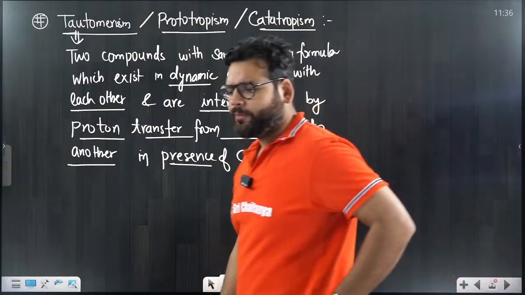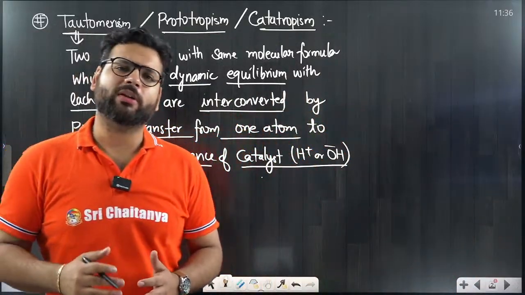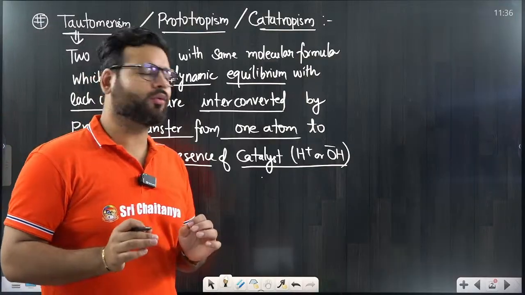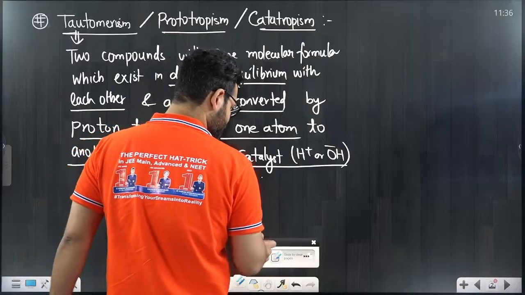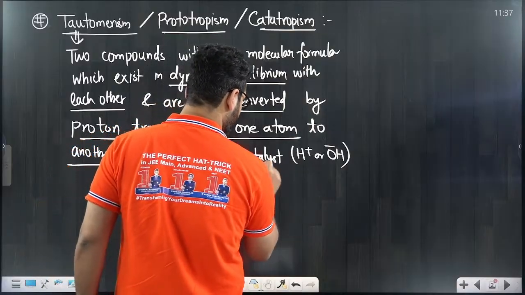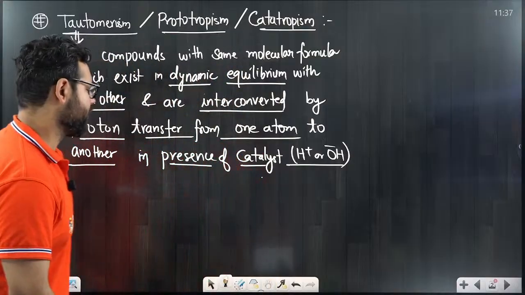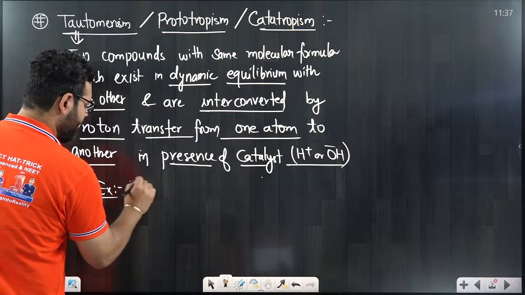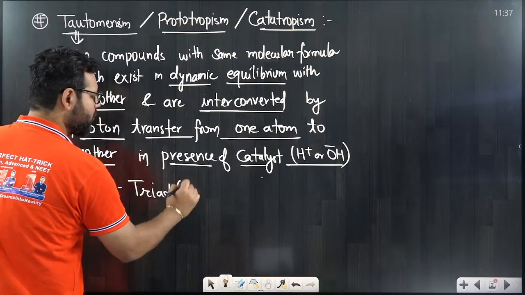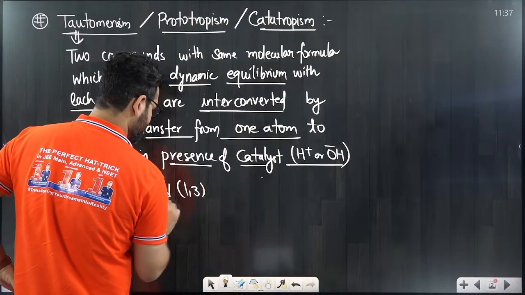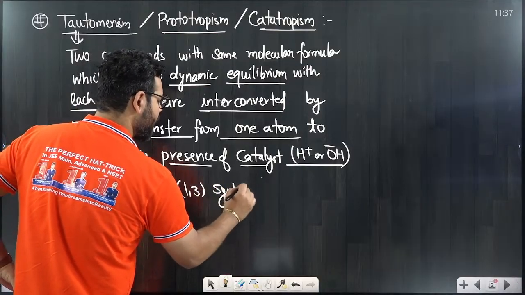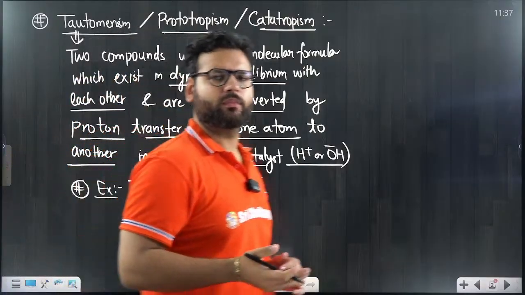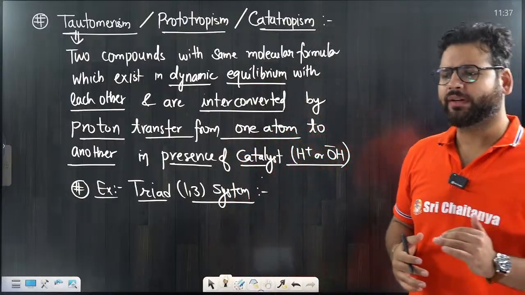Now, tautomerism can be of different types like dyad system, triad system, but you only have to study the triad system in your syllabus. So we'll only talk about triad, meaning the 1,3 system. Shifting will occur from the first atom to the third atom. For our syllabus, all the shiftings are triad shifting.